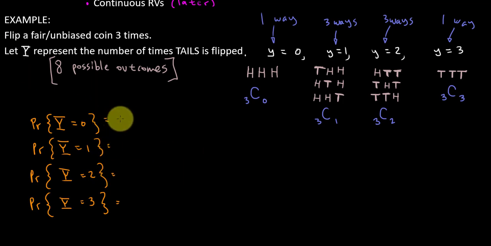Let's take it from this top one here. Since we are dealing with a fair coin, each of these 8 outcomes all have the same chance. One of those 8 outcomes resulted in 0 tails, so that is 1 out of 8. 1 tail, there was 3 out of the 8. 2 tails, also 3 out of 8. And 3 tails, 1/8.